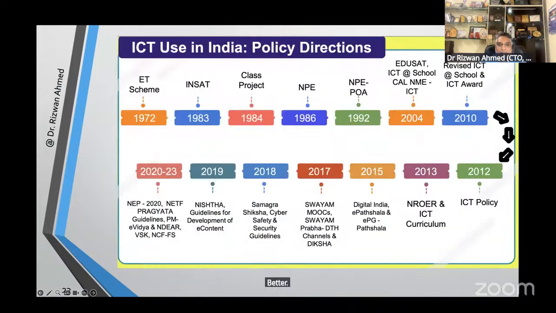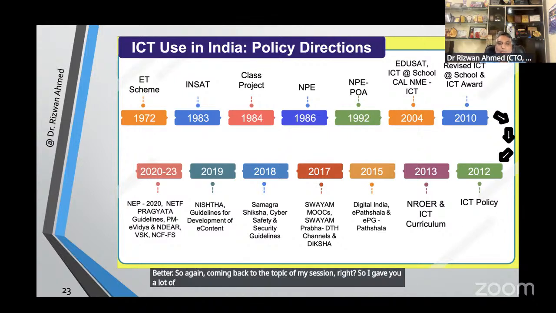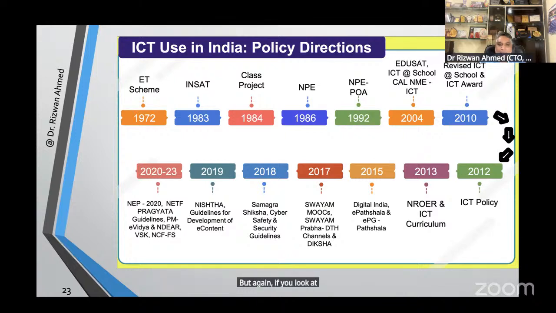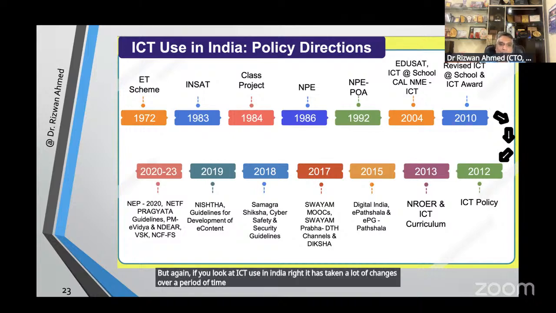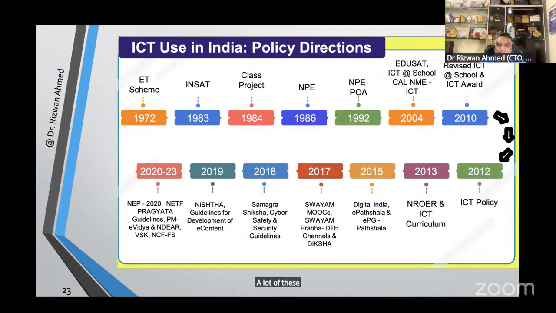So again, coming back to the topic of my session. I gave you a lot of examples of how the SAMR model is being used. But again, if you look at ICT use in India, it has seen a lot of changes over a period of time. As you can see, the whole process started way back in 1972, wherein we had the ET scheme, class project, NP, EduSat, wherein a lot of these things were implemented.